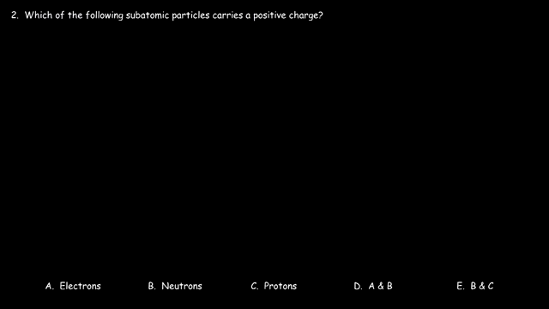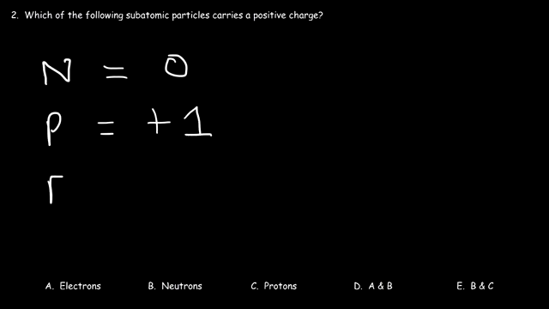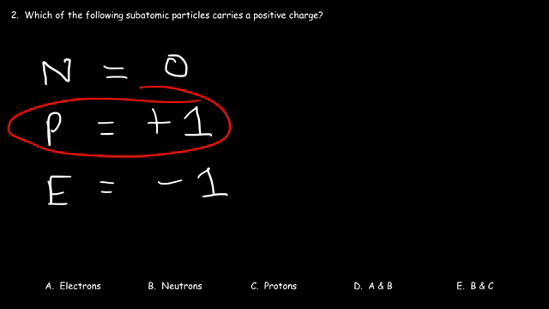Now let's move on to this problem. Number 2. Which of the following subatomic particles carries a positive charge? Is it the electrons, the neutrons, or the protons? Neutrons are electrically neutral. They don't have a charge. Think of N for neutral. Protons carry a positive charge. Think of P for positive. And electrons carry a negative charge, but you have to just know that by elimination. So the answer for this one is the protons. They carry the positive charge. So C is the right answer.